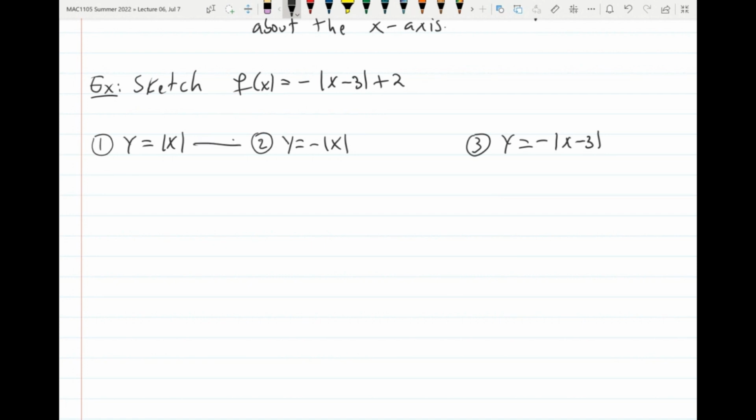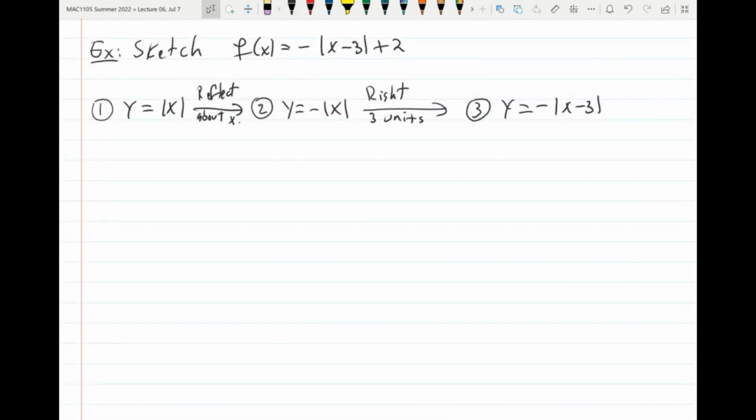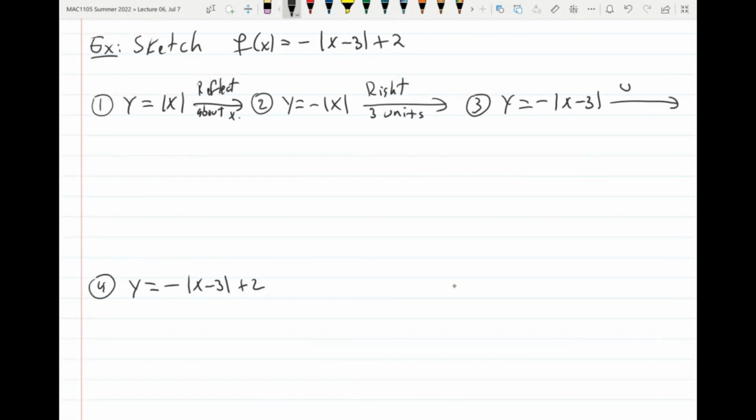So let's write what's happening. Here, what we're doing is reflecting about the x-axis. Then from 2 to 3, we're going right 3 units. And then lastly, if we want to build our function, the only thing that we need is a +2 in here, and yes, we're allowed to add a number to our entire formula. So that's a vertical operation. So then step 4, we take whatever we had in step 3 and then we do +2. So we know that what's happening here is going up 2 units.